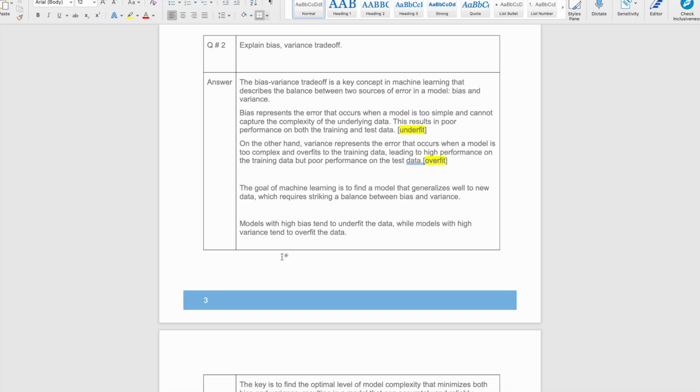So bias variance trade-off is a key concept in machine learning that describes essentially the balance or the trade-off between two model parameters. One is the biasness, which is attached with the model, and the other is variance. Let's try to understand what bias means, what variance means, and then we will be able to understand the trade-offs between them. Let's jump over here.